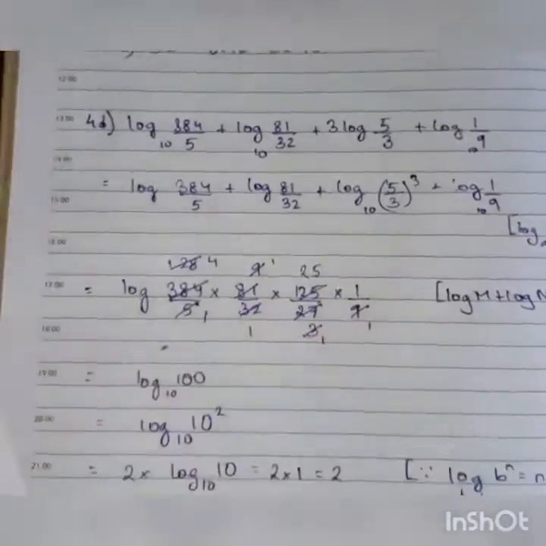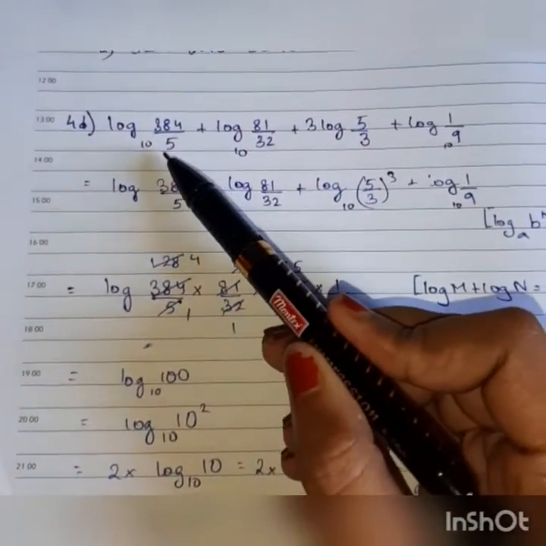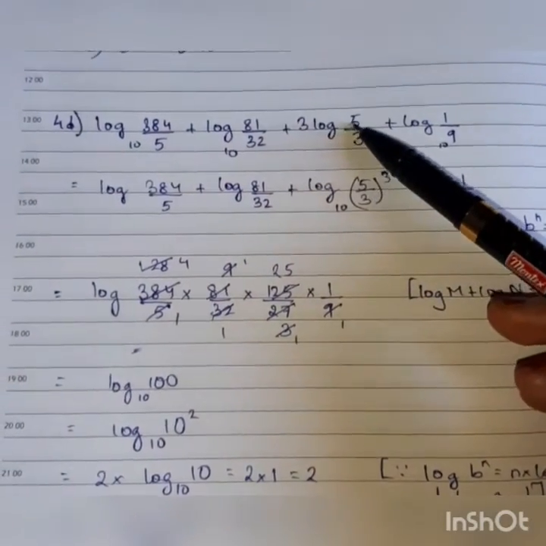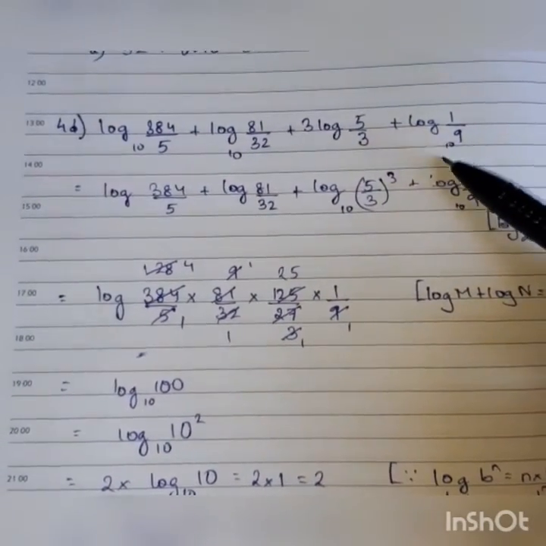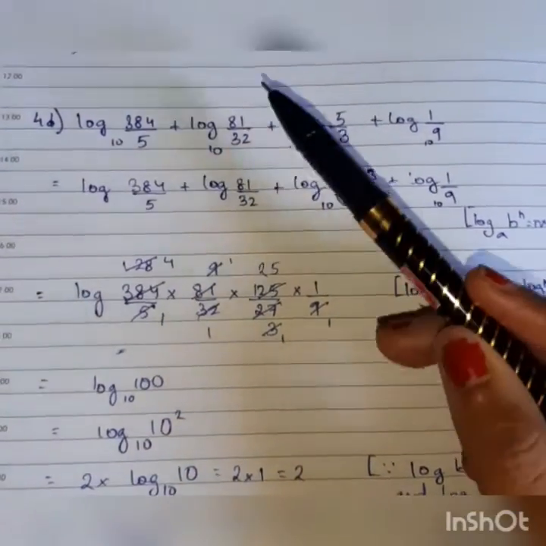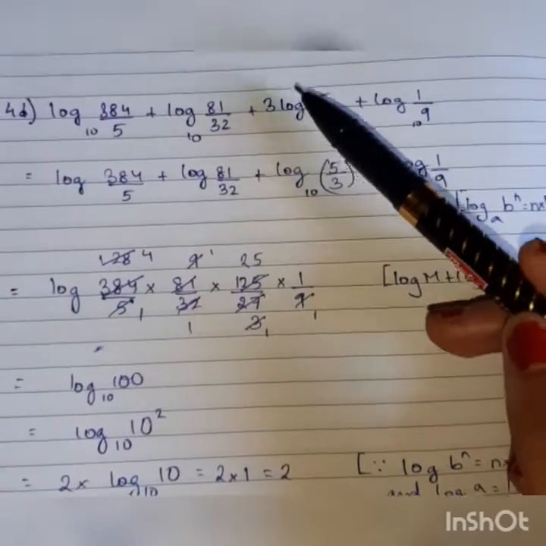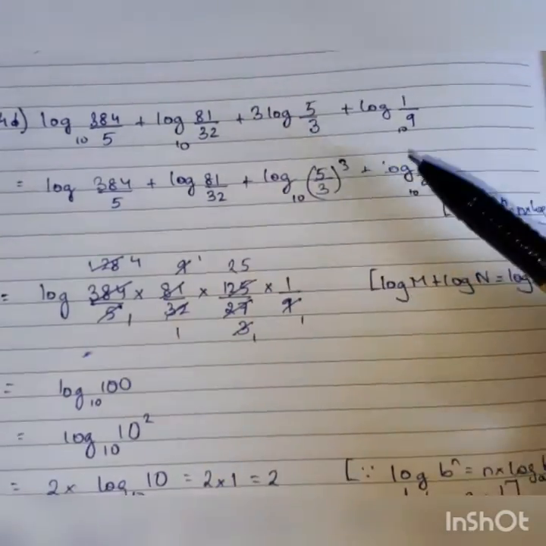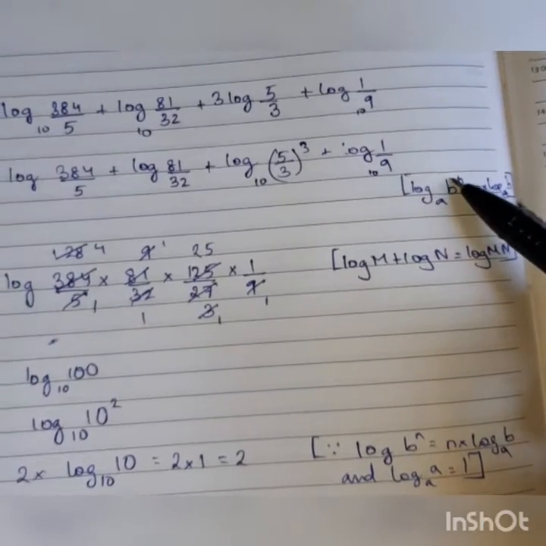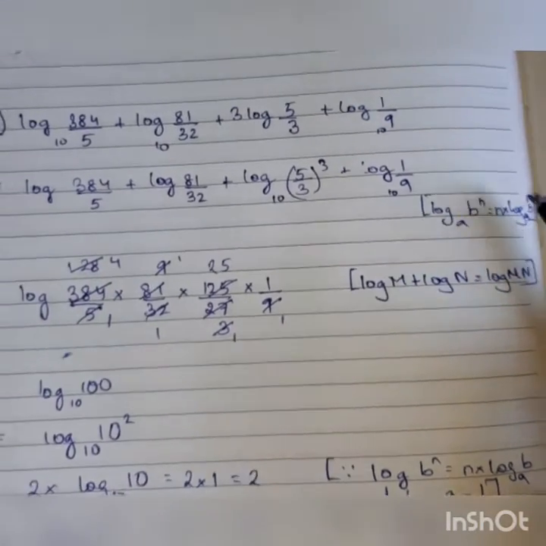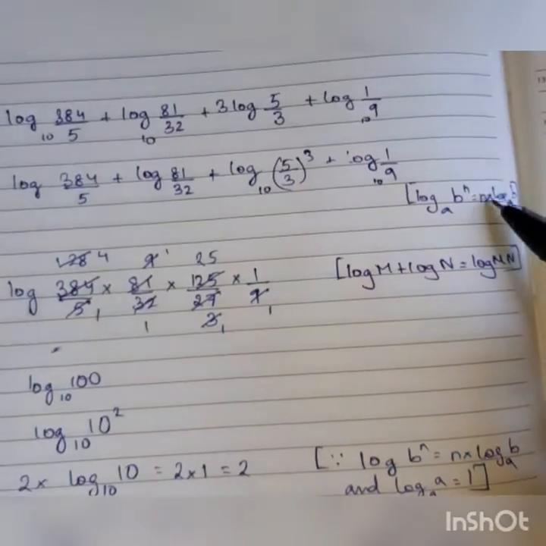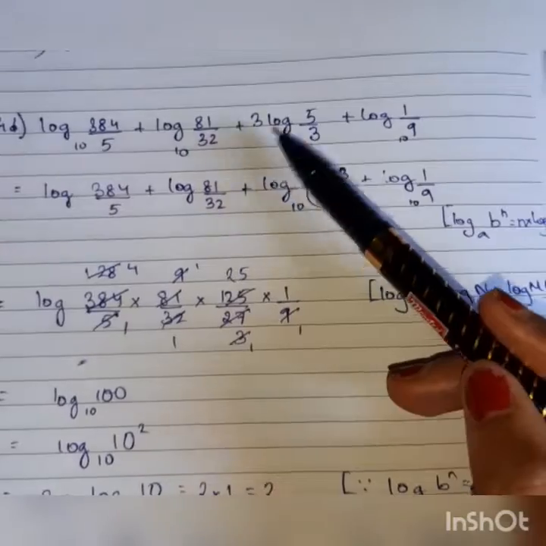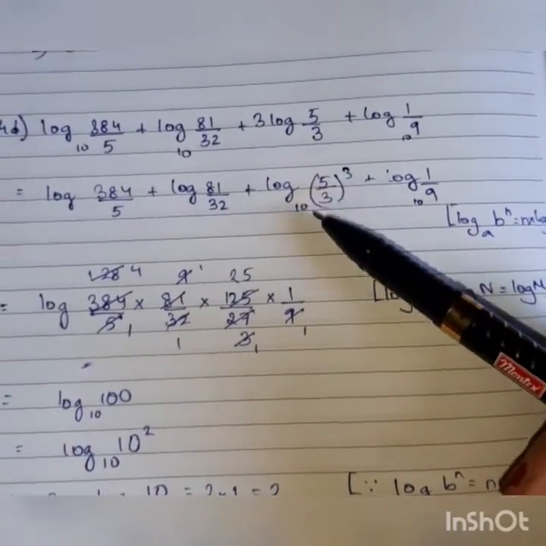In 4 part D, we are having log 384 by 5 to the base 10 plus log 81 by 32 to the base 10 plus 3 log 5 by 3 plus log 1 by 9 to the base 10. Now our first step will be to change this 3 from here as product form and bring it to the power. Since we are having log b to the power n to the base a is equals to n into log b to the base a. Here n into log b to the base a is given, so it will be log b to the power n. So 3 comes to the power of 5 by 3.